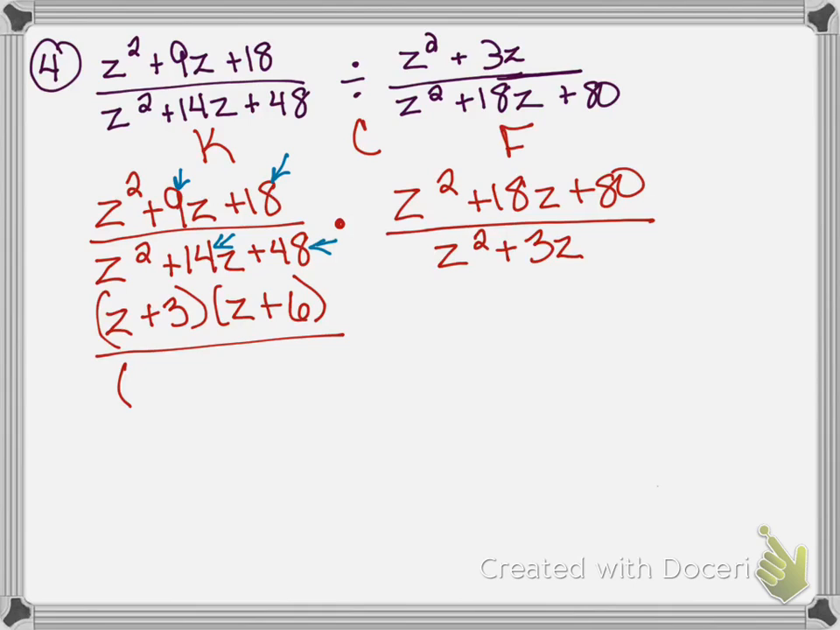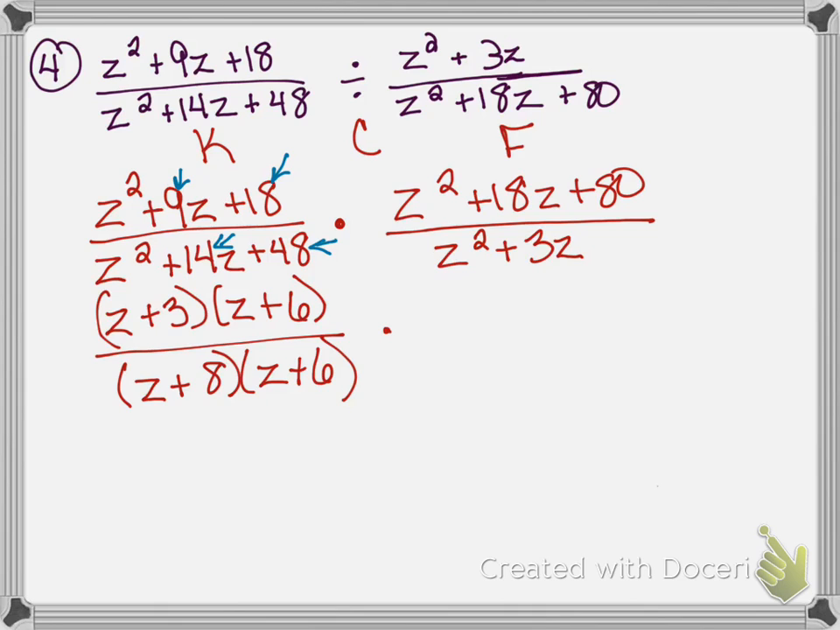Z plus 8, z plus 6. And again, you see that right there, and you might be tempted to go ahead and cancel it, and you could. I like to cancel all at the same time.